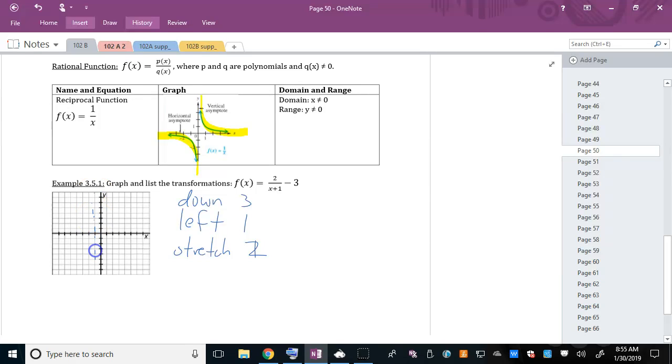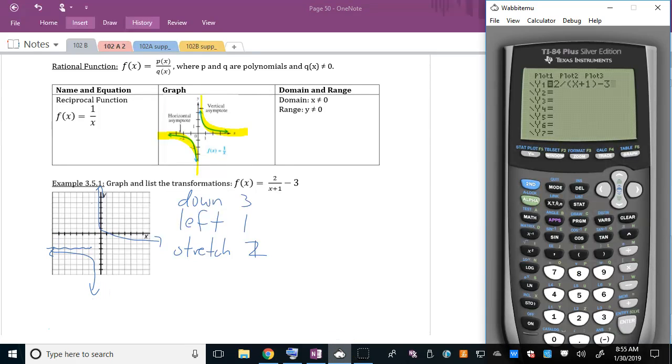I'm going to put little dotted lines here as my asymptotes. We usually draw them as dotted or dashed lines because they're not, strictly speaking, part of our function, but they are going to help us draw that function.